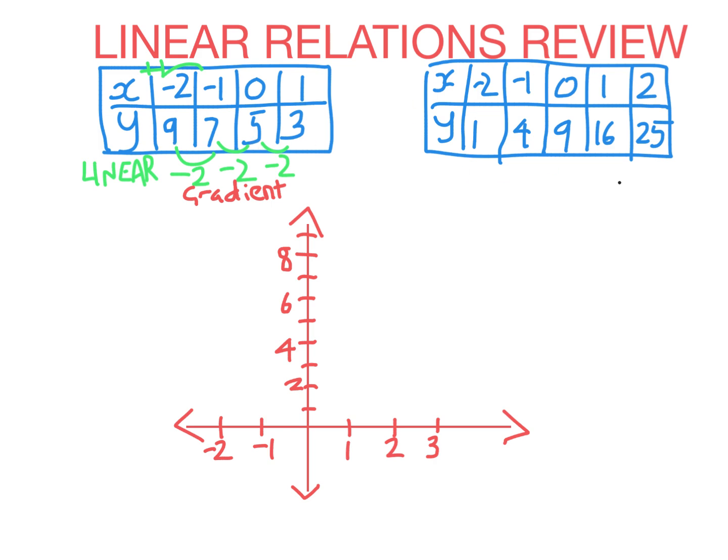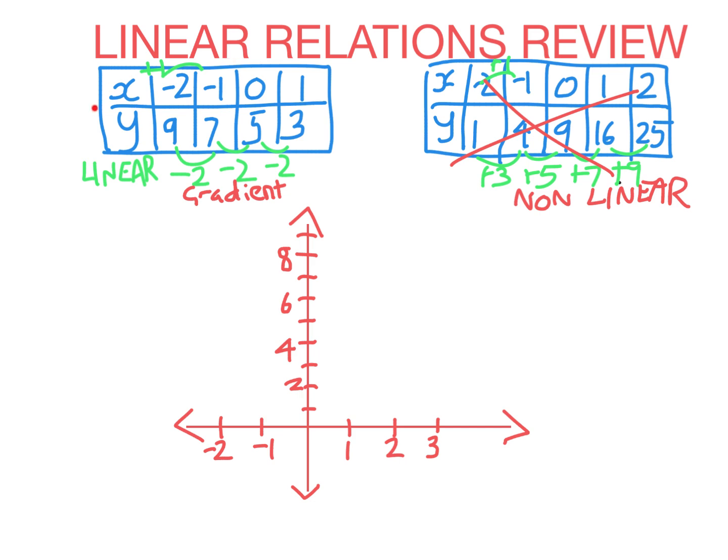Whereas in this table here, I'm still adding 1 to x each time. That hasn't changed. But look what happens to y. First I add 3, then it goes up by 5, then the y value goes up by 7, then it goes up by 9. Here, the gradient is changing each time. It's a non-constant gradient, so this one here is non-linear. We're not looking at non-linear, we're only looking at linear, but it's important you know what we mean by linear.